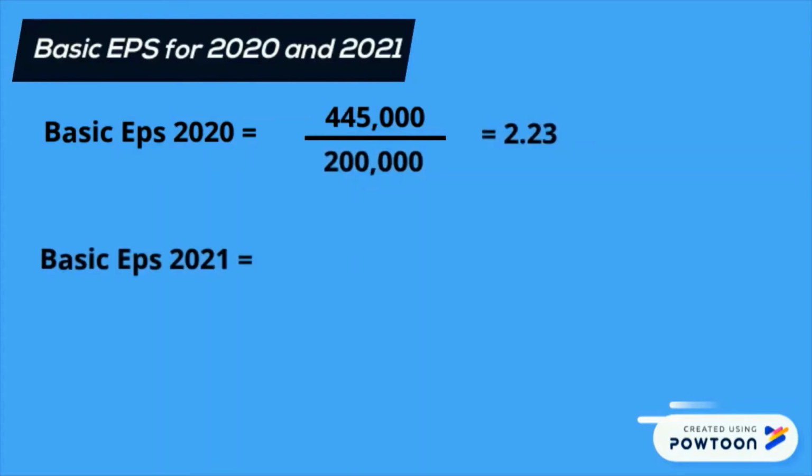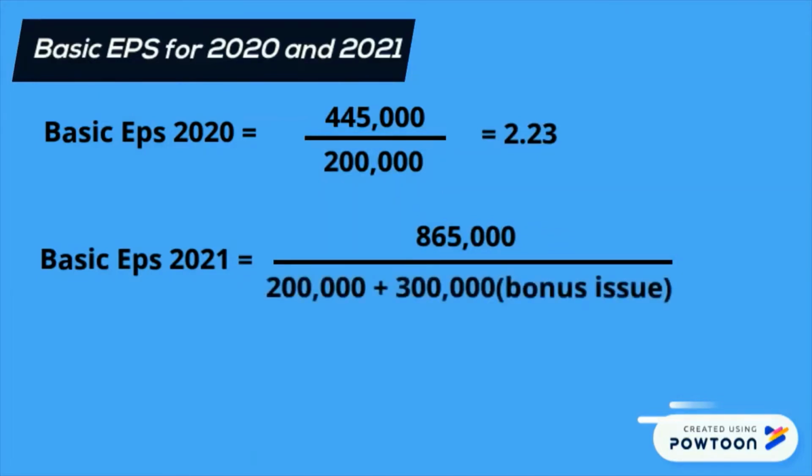In 2021, there was a bonus issue of 300,000 shares, which we assume existed from the beginning of the period. We simply add them to the denominator. The basic EPS comes out to be 1.73.